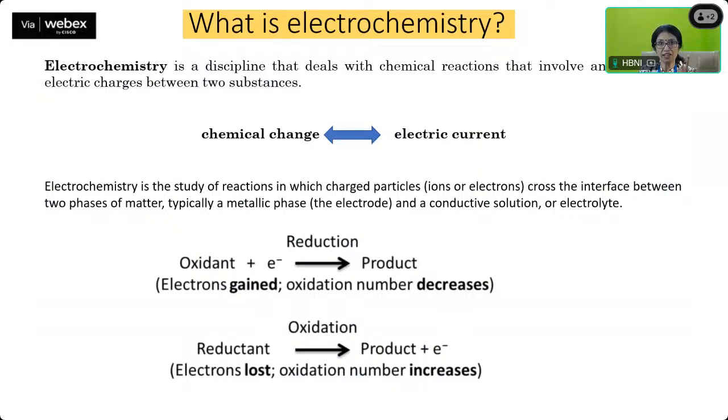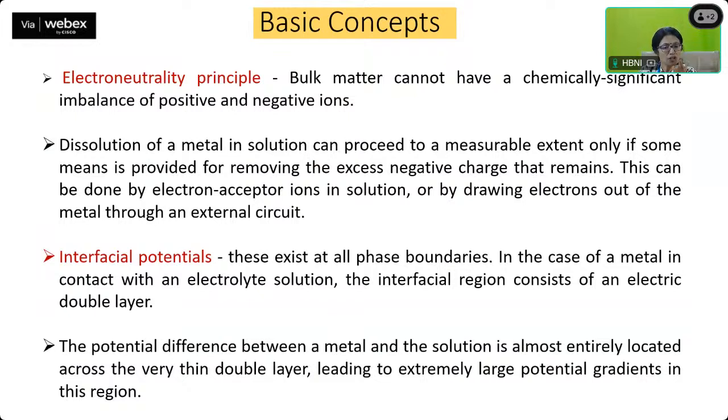So this is the basic idea of electrochemistry. Now there are some concepts which you should not be forgetting, which is the electroneutrality principle. Bulk matter cannot have a chemically significant imbalance of positive and negative ions. So if you are dissolving a particular metal ion in solution, it can only proceed to a measurable extent if you are providing some means to remove the excess negative charge that remains.